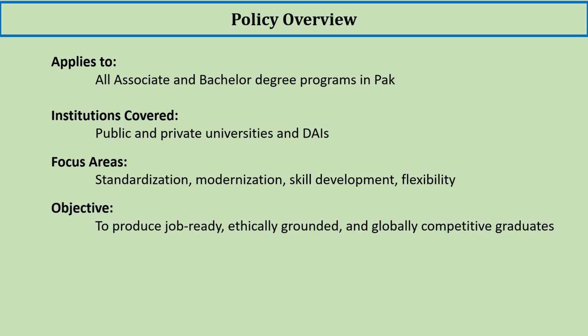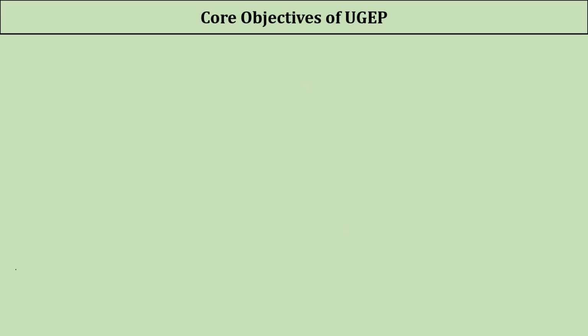Objective: the ultimate goal is to equip graduates with knowledge, professional competency, and civic responsibilities required in both local and international contexts. The undergraduate education policy sets a unified national framework for higher education institutions in Pakistan. It ensures that students across all universities receive a standardized yet flexible education, one that is aligned with modern industry needs and international academic benchmarks.